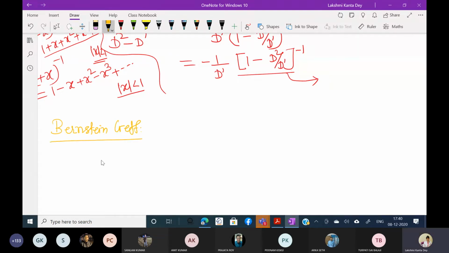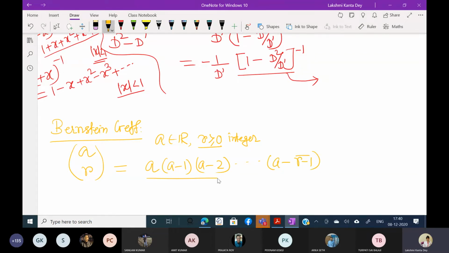Suppose a is any real number, a belongs to R, and r is an integer greater than or equal to 0. So what is this? It is basically a into (a minus 1), (a minus 2), up to (a minus r plus 1), divided by r factorial. Clear?